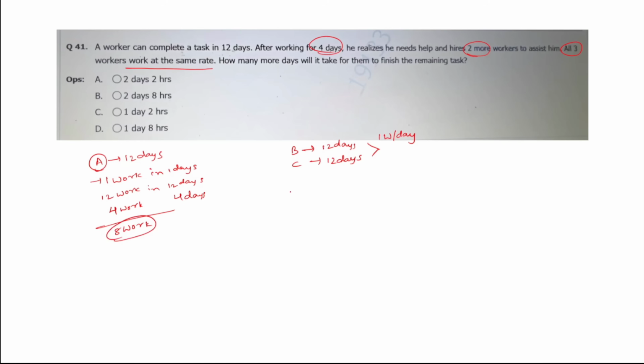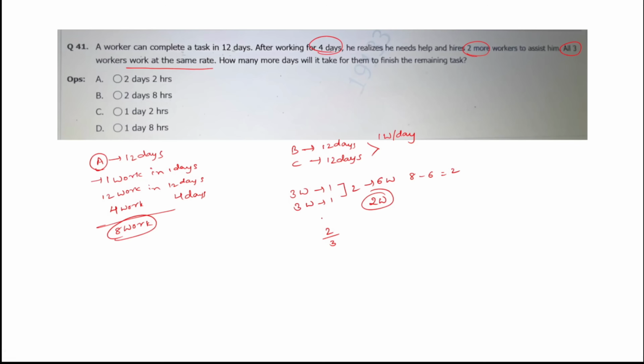So for 1 day they can complete 3 work and in the second day they can complete another 3 work. So for 2 days they are completing 6 work and the remaining work is 2, because 8 minus 6 is 2. So in these 2 work, there are 3 persons. So we need to write it like 2 by 3. Actually in 2 by 3 days, they can complete the work.